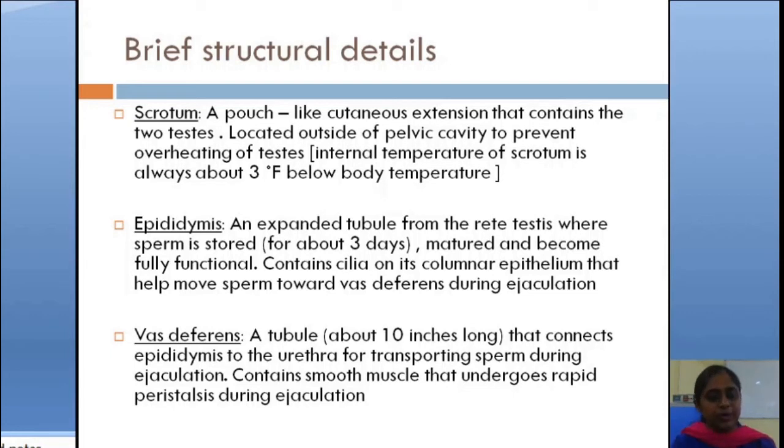Further, we shall move on to the epididymis. The epididymis is an expanded tubule from the rete testis where sperm is stored for about 3 days, during which the sperm mature and become fully functional. The epididymis contains cilia on its columnar epithelium that help move sperm towards the vas deferens during ejaculation. The vas deferens is a tubule about 10 inches long that connects the epididymis to the urethra for transporting sperm during ejaculation. It contains smooth muscle that undergoes rapid peristalsis during ejaculation.